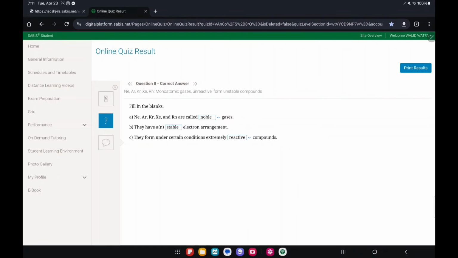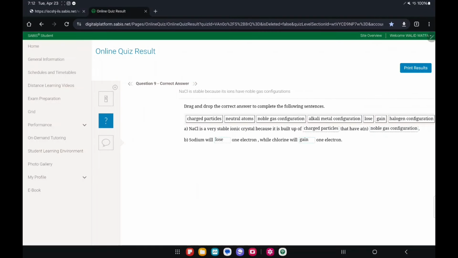Okay, these gases, what do we call them? Noble gases. This is very simple. Obviously they're stable. Their electrons are stable. And if they form compounds, they form reactive compounds. Remember that. Noble gases, if they form compounds, it would be a reactive compound.